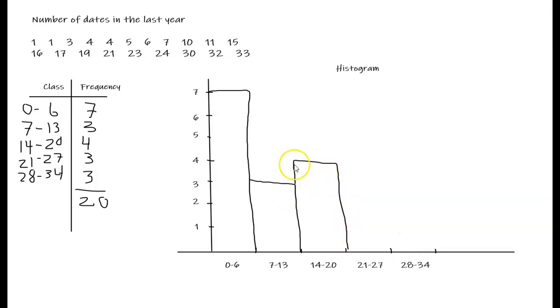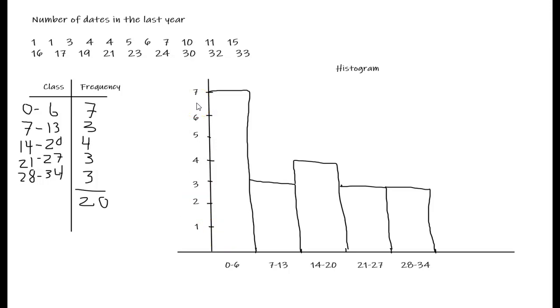And then we have 2 3s. So we're going to go 3 and 3. So this is what my histogram is going to look like. And this gives us a good shape of my distribution.